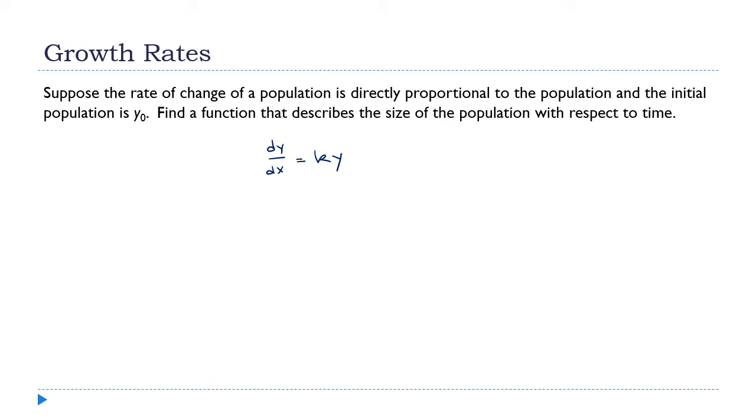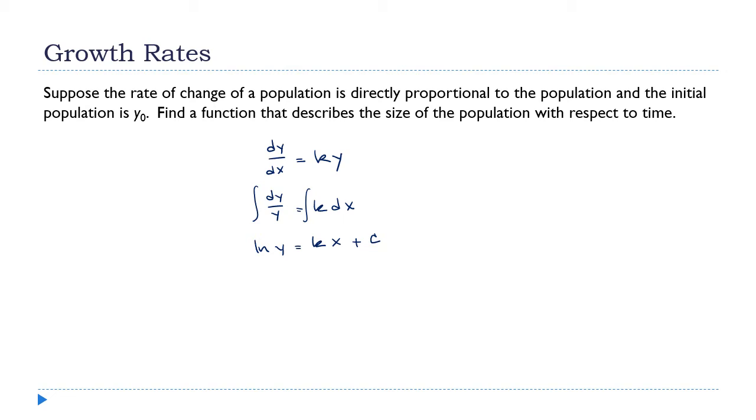I'm going to separate it. I'm going to make this dy over y equals k times dx. Then I'm going to integrate both sides. The left side is the natural log of y equals k times x plus a constant. Now I really do want to solve this for y. I want a function y equals.